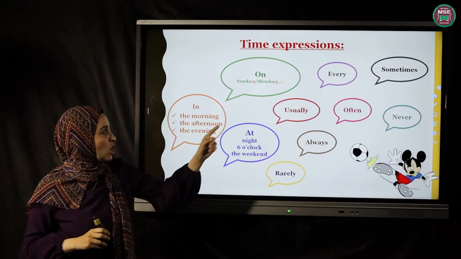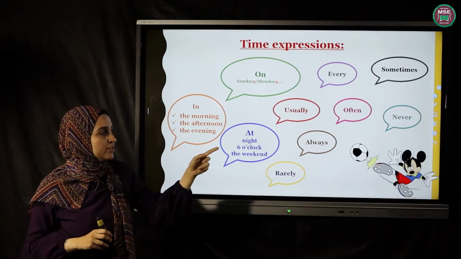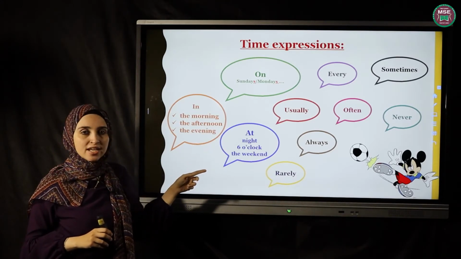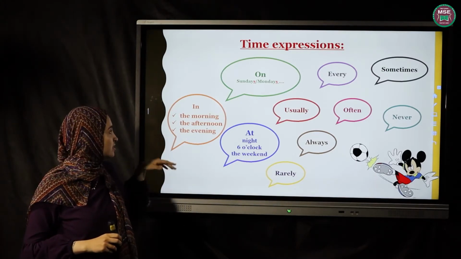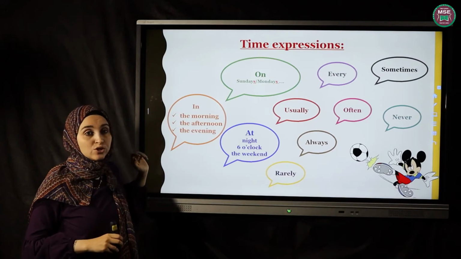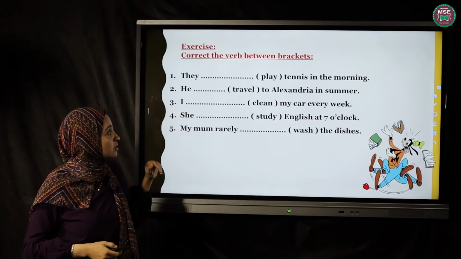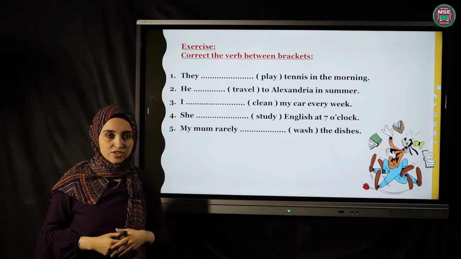Every, sometimes, usually, often, never, always, rarely, at night, at 6 o'clock, at the weekend, in the morning, in the afternoon, in the evening. Let's answer an exercise together.